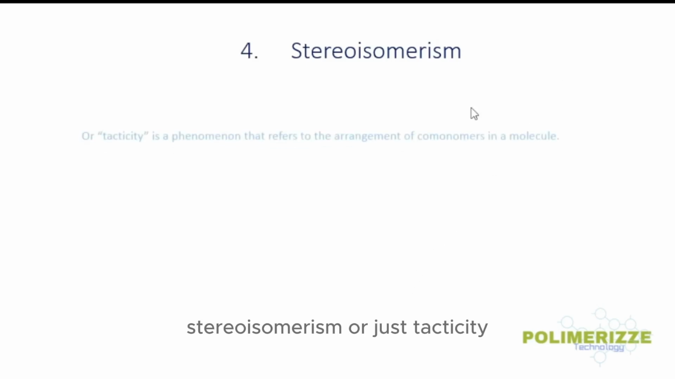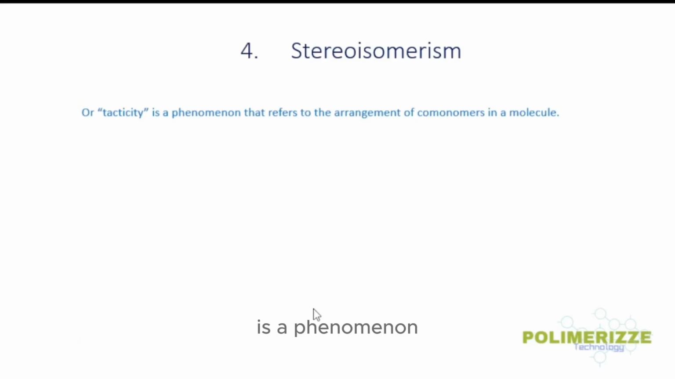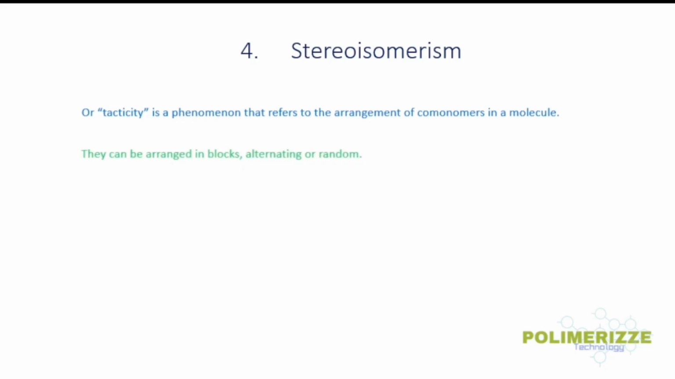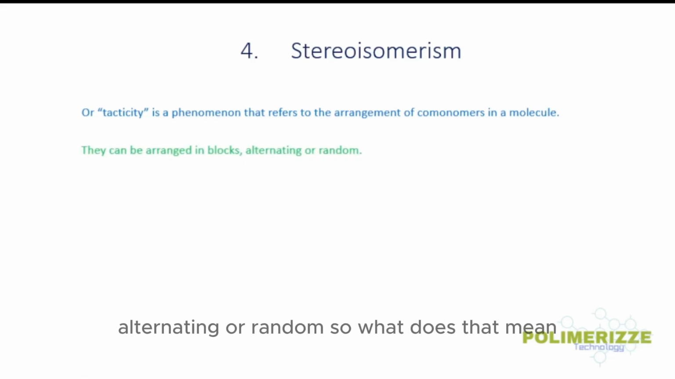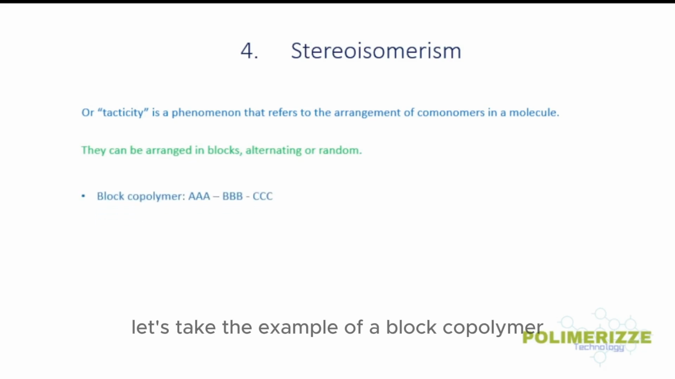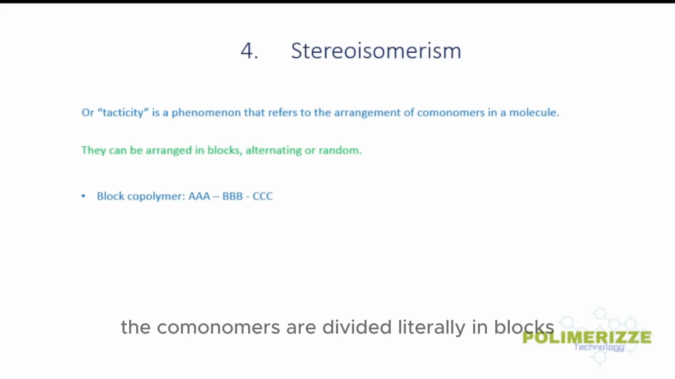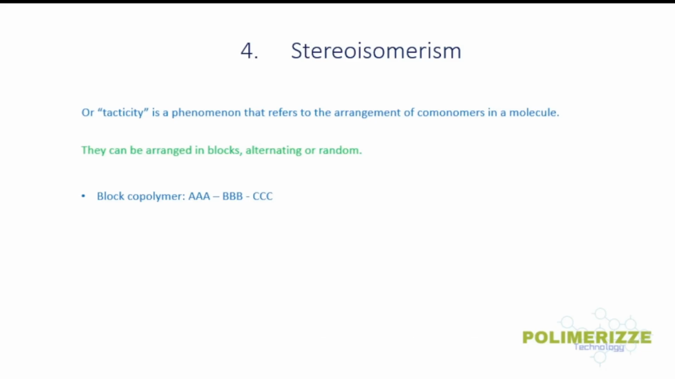Stereoisomerism, or just tacticity, is a phenomenon that refers to the arrangement of common monomers in a molecule. They can be arranged in blocks, alternating, or random. So what does that mean? Let's take the example of a block copolymer. Let's suppose the letters A, B, C represent three different types of common monomers. In the case of a block copolymer, the common monomers are divided literally in blocks. You have a block of common monomer A, another block of common monomer B, and another block of common monomer C.